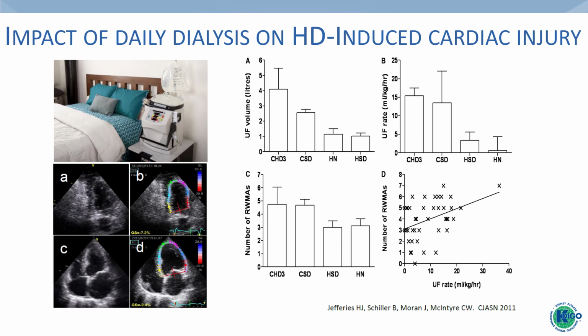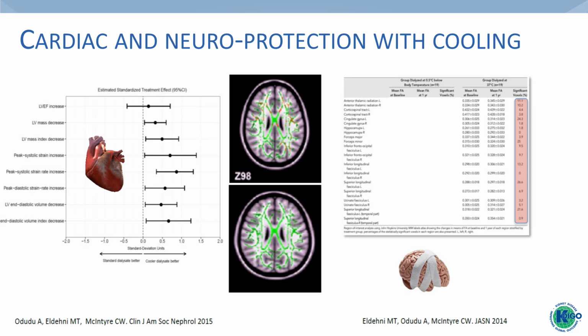But when we look at the number of regional wall motion abnormalities, it actually correlates very strongly with the ultrafiltration rate. And in the two methods where there is reduced ultrafiltration volume and rates, there's also a reduction in these regional wall motion abnormalities that indicate ischemia during the dialytic session. So this is some data looking at cooling and resultant cardiac and neuroprotection.